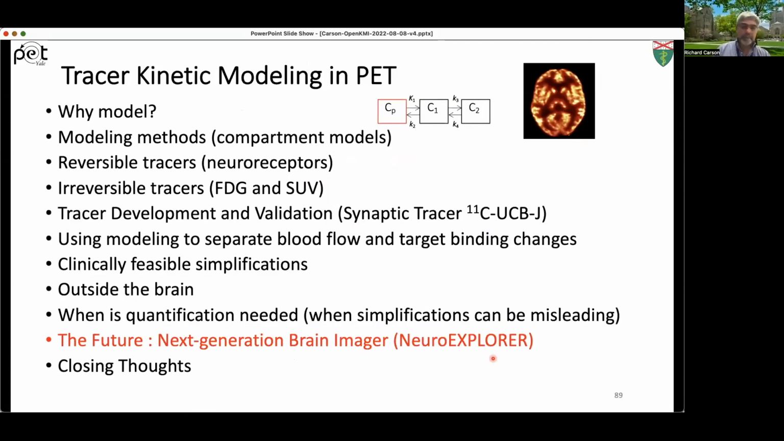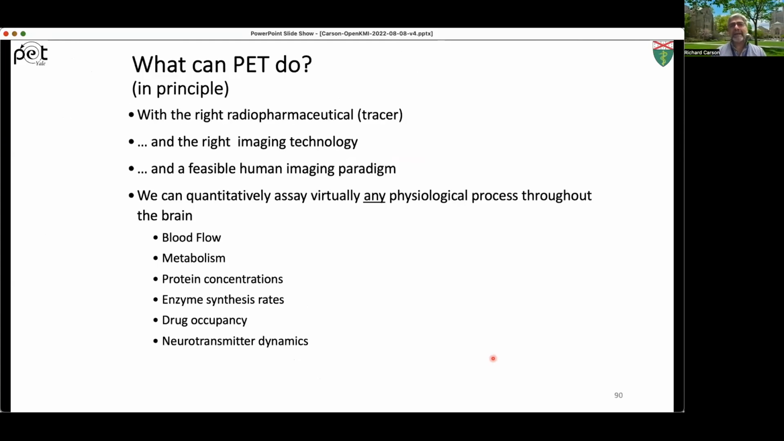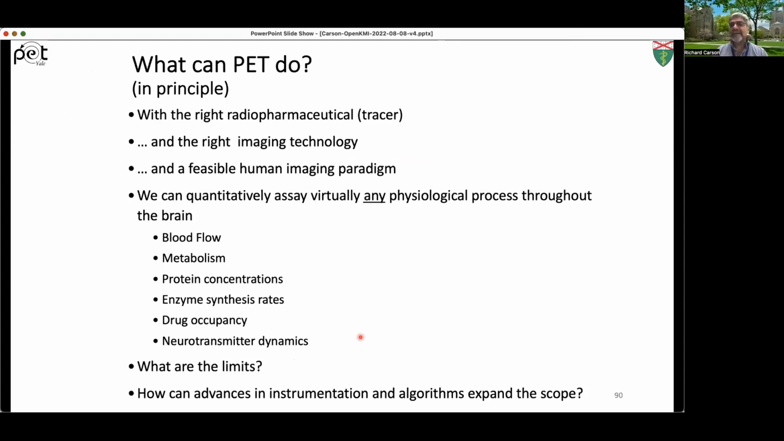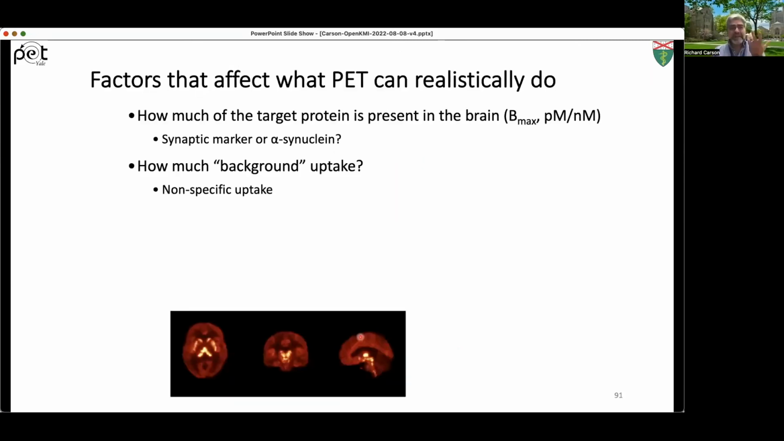All right, let me just take the last couple of minutes and talk about where we are going. And like I said, I cannot resist the opportunity to talk about our next generation brain imager. We talked about this in the beginning: what we need is the right pharmaceutical, the right imaging technology, a practical protocol, and we could measure anything. Well, what are the limits in this? With the next generation of both instrumentation and, boy, nowadays, algorithms, machine learning in particular, what can we do to expand that scope? Well, there are a lot of things we have to think about.